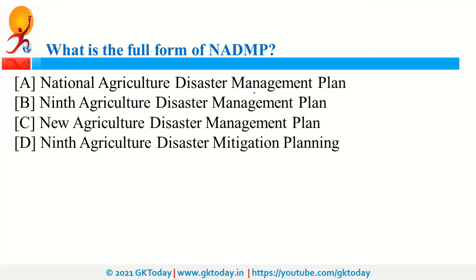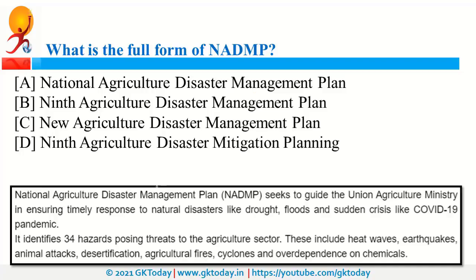Now, let's start. What is the full form of NADMP? So NADMP stands for National Agriculture Disaster Management Plan, and this plan seeks to guide the Agriculture Ministry to ensure the timely response to the natural disasters. In simplest terms, this is a national plan, and if there is a natural disaster like drought, flood or something like COVID-19, then this plan specifies what should be done by the government, and to be specific, what should be the response of the Union Agriculture Ministry. So this is related to the agriculture sector.